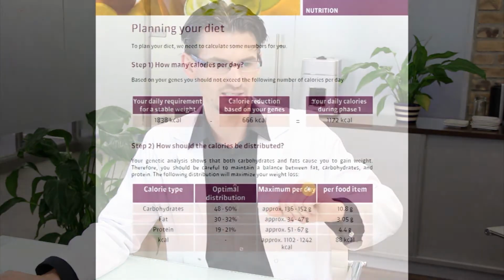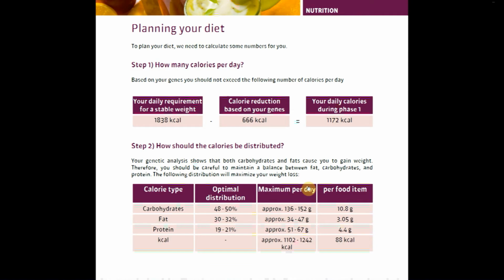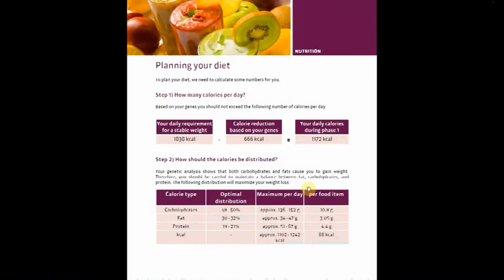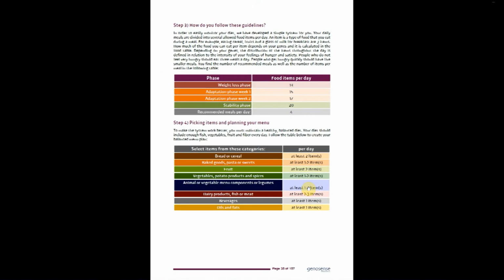So food items allow you to choose a different number of things you want to eat, and the genes are going to tell you how much you're going to eat of each. This is the concept of food item. And background information, one food item is 10 grams of carbohydrates, 88 kilocalories, and so on.